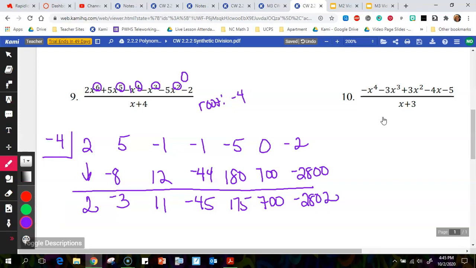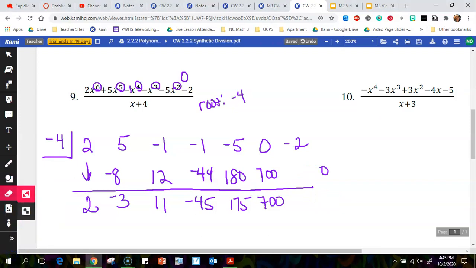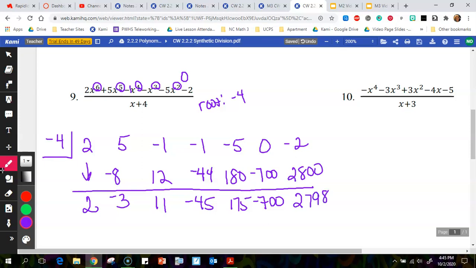I'm going to check my key, make sure I'm right. Okay, I do see one mistake, or a couple of mistakes actually. Let's go back to the 700. This is going to be negative 700 there. And then negative 4 times negative 700 is positive 2,800. So this is going to be 2798.